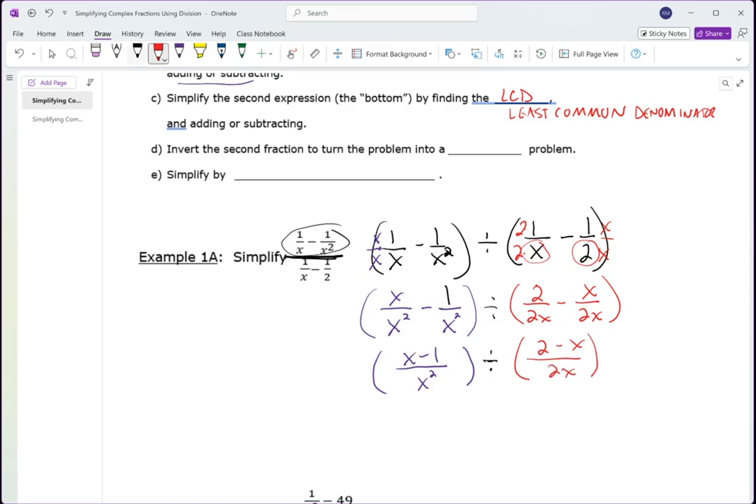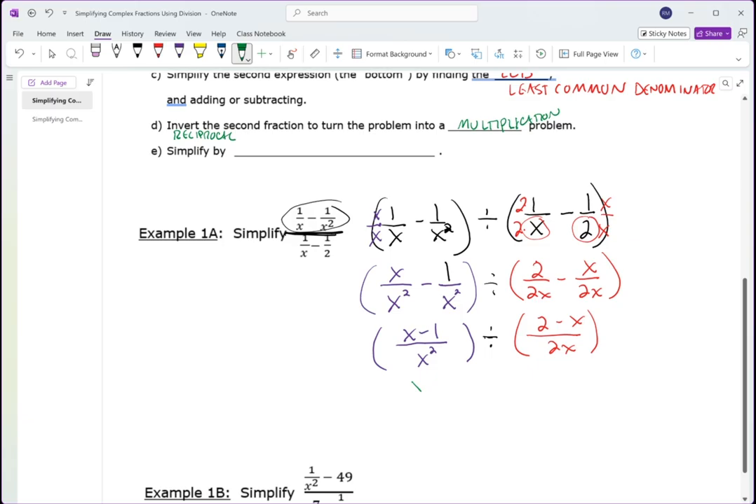Now we have a division problem, and when we're dividing two fractions, we want to invert the second fraction, also called taking the reciprocal of the second fraction, and that will turn it into a multiplication problem. So it's going to become x minus 1 over x squared times 2x all over 2 minus x.